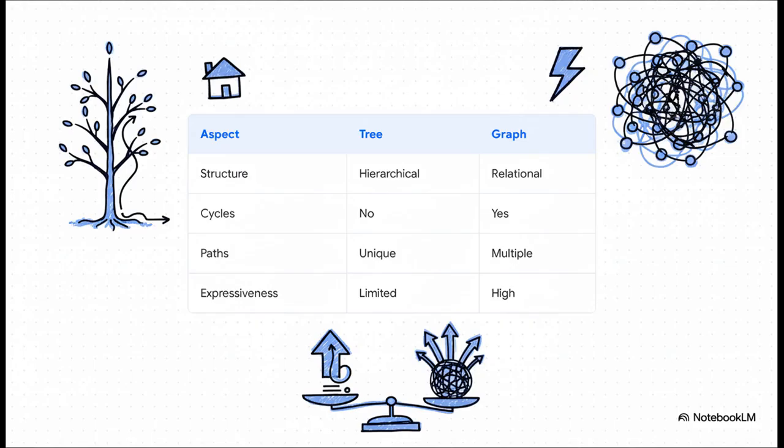Trees are hierarchical. They're safe. No cycles, unique paths. It's all very predictable. Graphs, on the other hand, are relational and incredibly powerful. They embrace cycles and multiple paths. So with a tree, you get limited but simple expression. With a graph, you get massive expressiveness. But yeah, it comes with a bit more complexity.